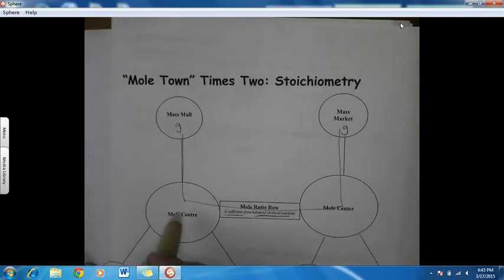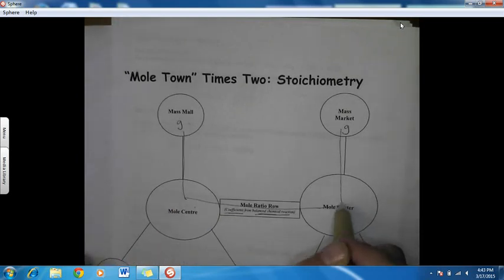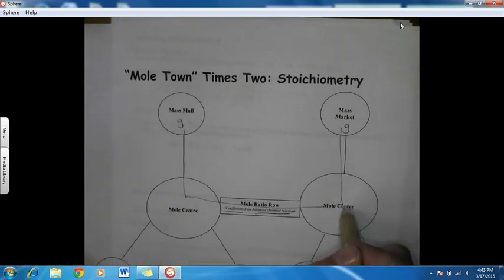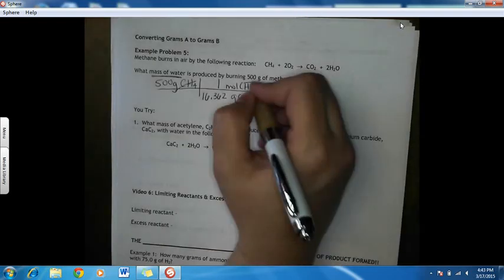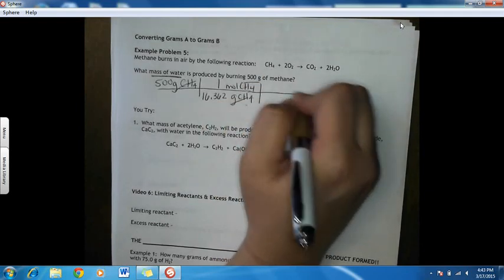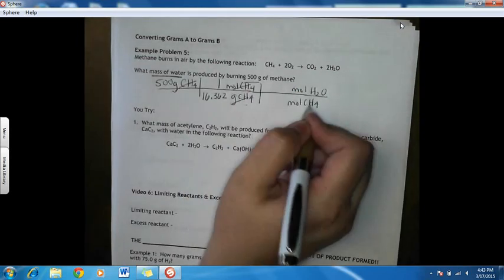So now, here's where we are, and we need to get over here to mole center. In this case, this would be moles of water. So this is moles of methane, this is moles of water. Alright, so moles of methane are now on top. To get those to cancel, I put them on the bottom. And I put moles of water on top, because that's what I now want. And so those units would cancel.